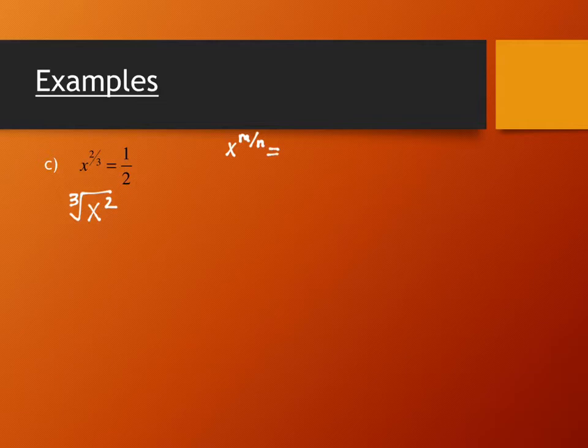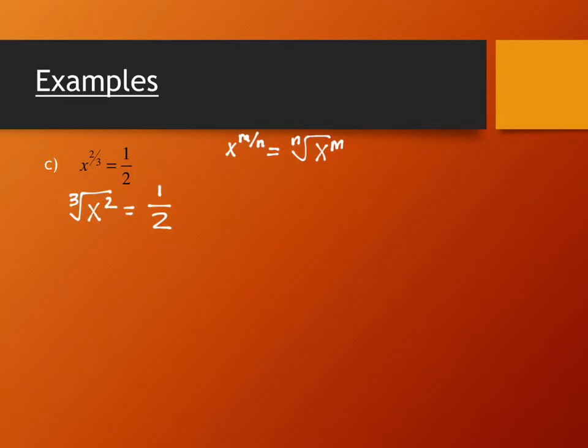What happens, I believe that I've written this before, but if not, make sure that I've written it here now, is that when I have an m over n, this is the nth root of x to the m. All right, so the numerator is still attached as a power to x, but the denominator becomes the radical part, the nth root. So this is equal to 1/2. Okay.